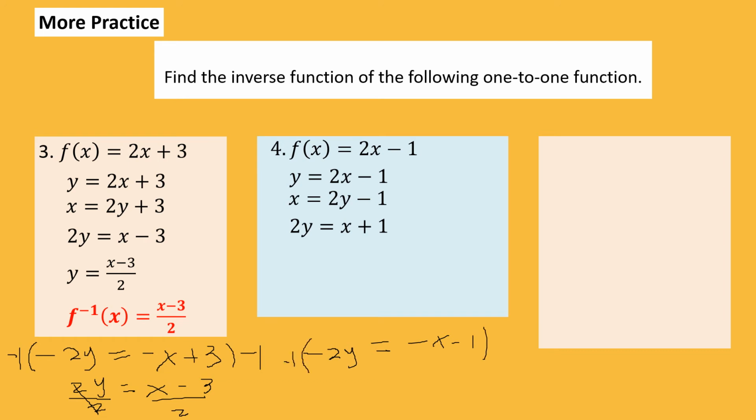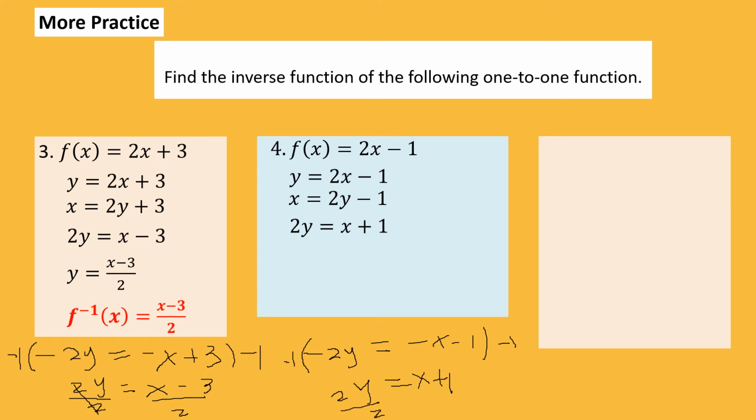So, negative 1 and then negative 1, we get 2y is equal to x plus 3. Okay, x plus 1 pala, sorry. So, eto na po yun. Eto na yan. 2y is equal to x plus 1. And then we divide both sides by positive 2.